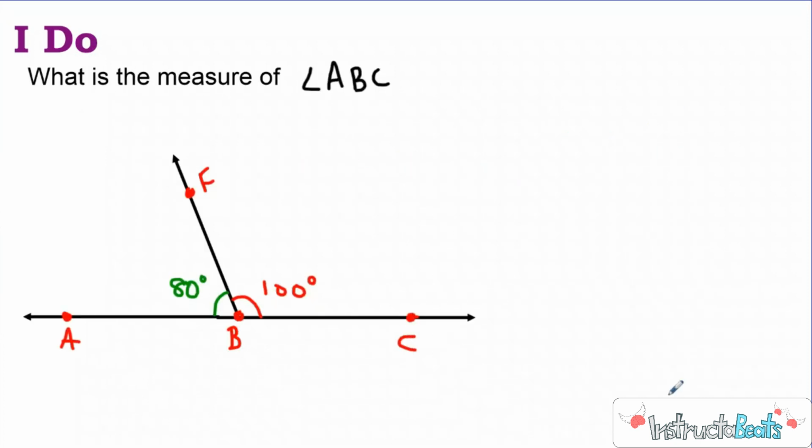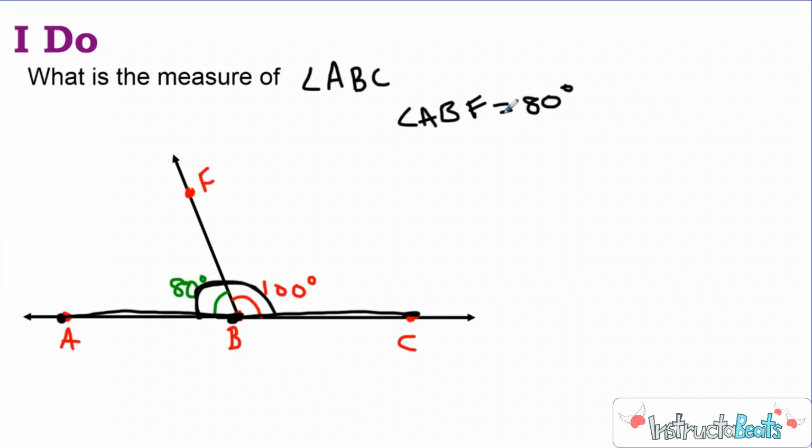Let's take a look at another I do problem. So now this isn't a word problem, right? This is two different angles. And this is why it's important we know how to know angles. We want to know what's the measure of angle ABC. So A, B, C. We want to know, hey, what's this angle right here? Okay. Well, angle ABF is 80 degrees.